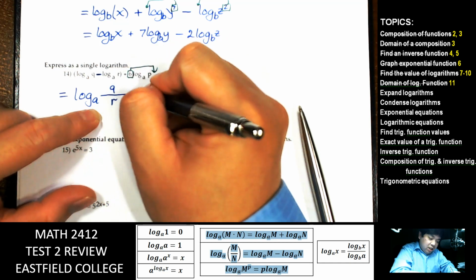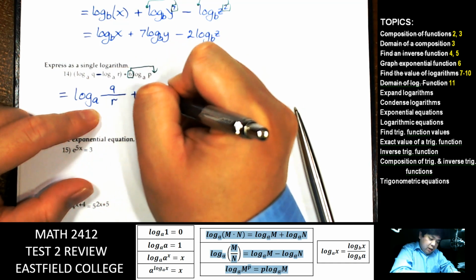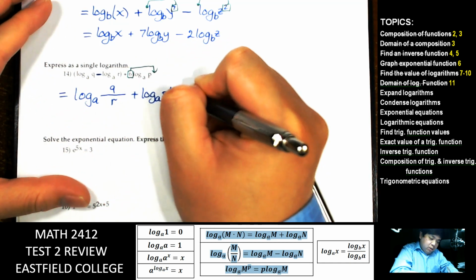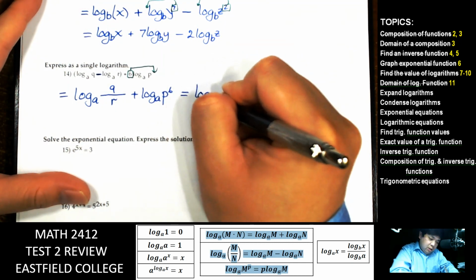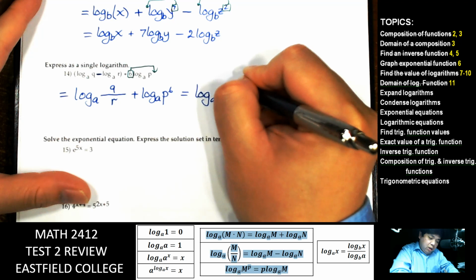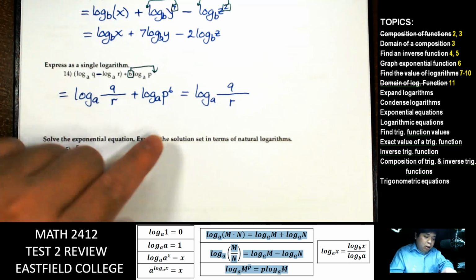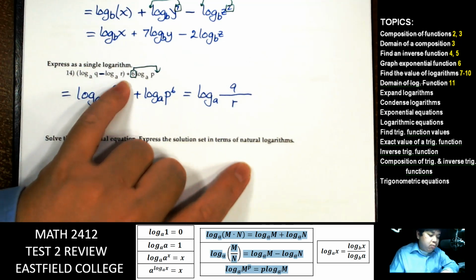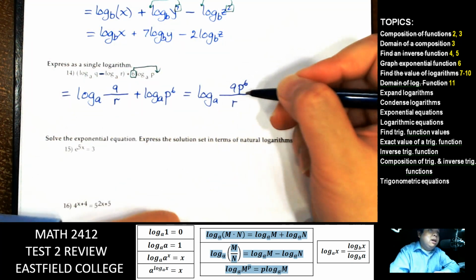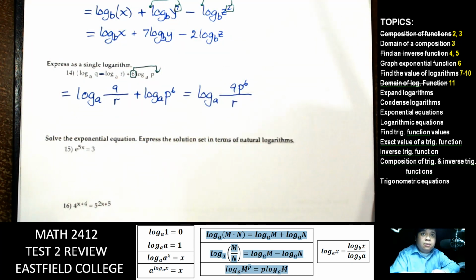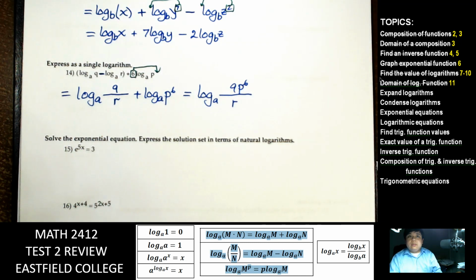So we take the 6 inside, we have log base a of p to the 6th power. Now we combine these two things. We still have q and r. Now the p to the 6th, the coefficient is positive, so we're going to put that on the top, and it's just like that. So this expanding, we have 12 and 13.